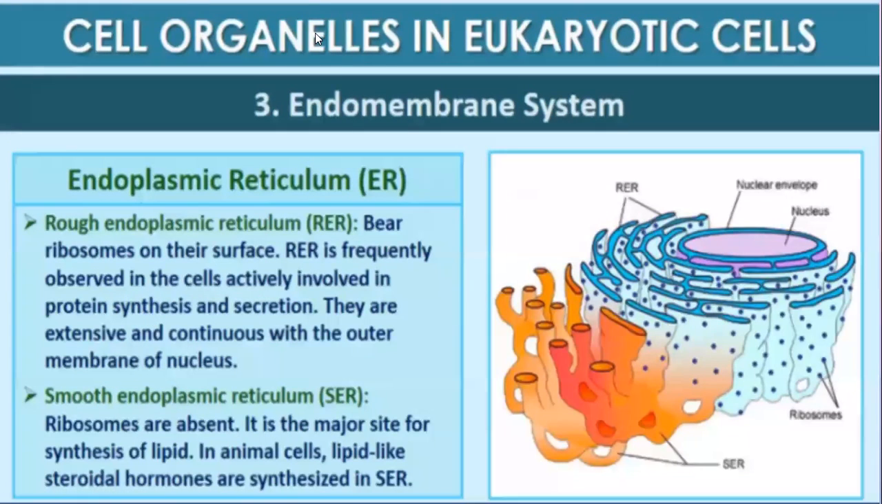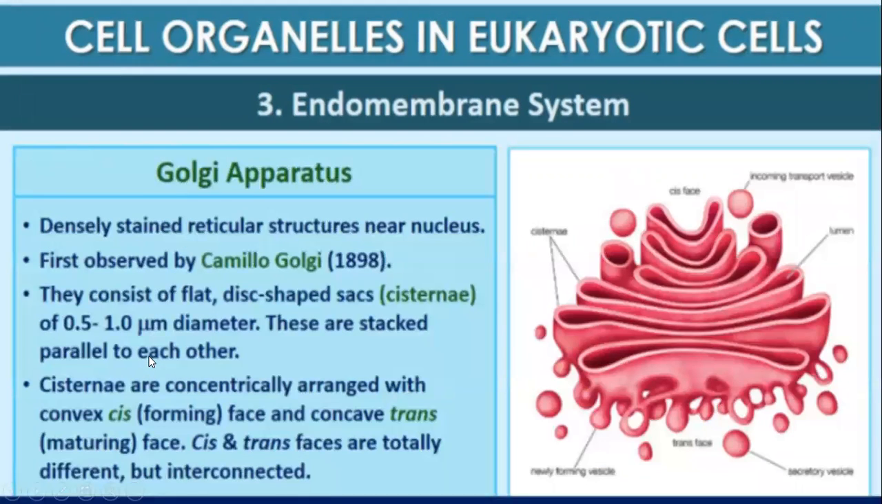Rough endoplasmic reticulum frequently has ribosomes on its structure and is abundant in cells actively involved in protein synthesis and secretion. They are extensive and continuous with the outer membrane of the nucleus. In smooth endoplasmic reticulum, ribosomes are absent, and it is the major site of synthesis of lipids. In adult cells, lipids like steroidal hormones are synthesized in smooth endoplasmic reticulum. Okay, that's all for the endoplasmic reticulum. Nothing more to learn from this topic.